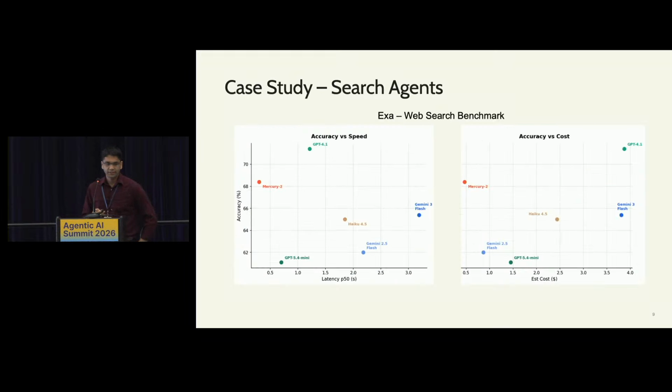This is another case study, for search. In this case, you not only care about speed, you also care about cost. These two plots are showing how accuracy varies with each of these factors. And again, you see a similar kind of trend, where the models that you can actually deploy in production should have a good combination of all three, and Mercury strikes a really good balance in this space as well.